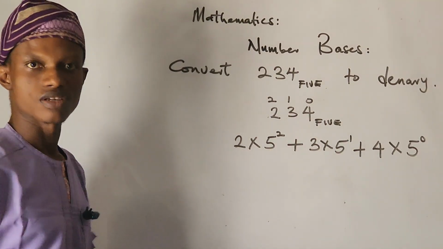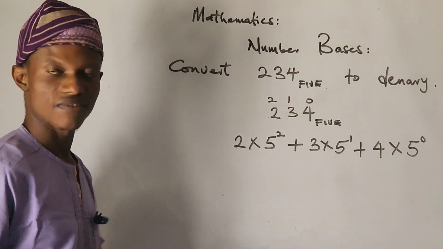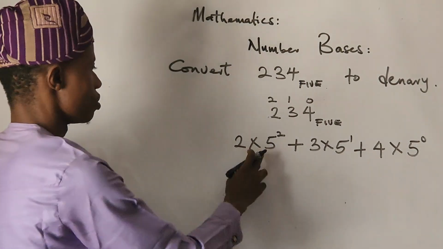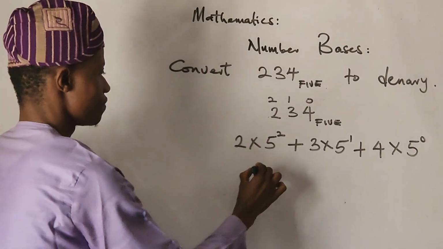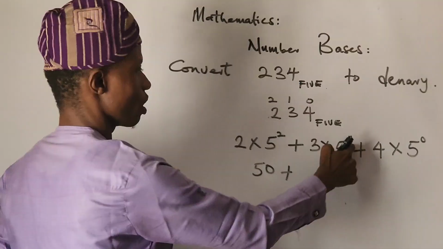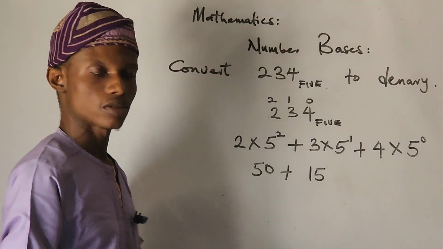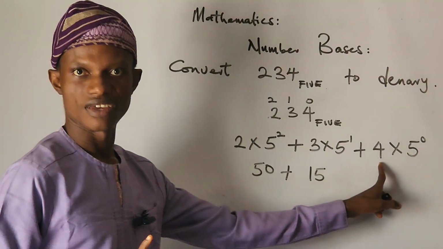Then we complete the process. So we have 5 raised to power 2 is 25. 5 multiplied by 5. 25 times 2 is 50. Then we have 5 raised to power 1, 5 multiplied by 3, 15. But you have to be very careful here.